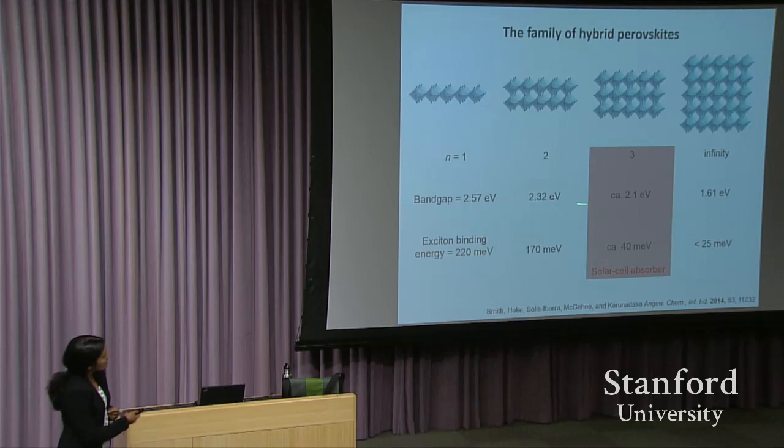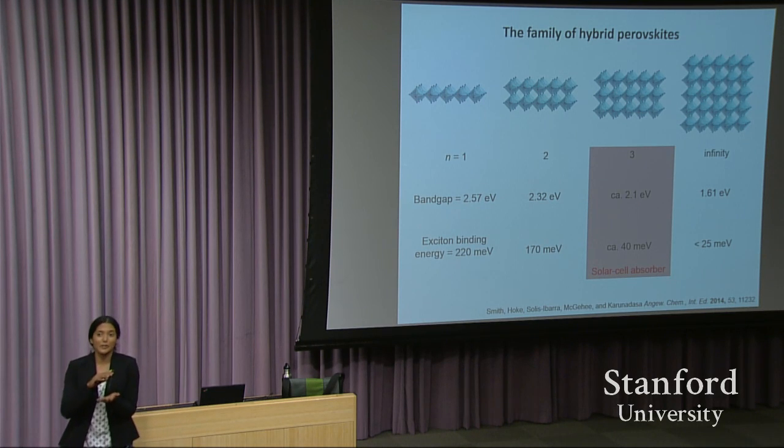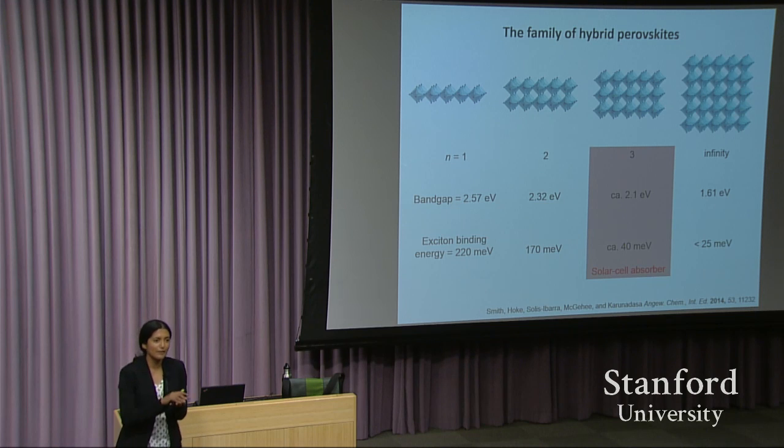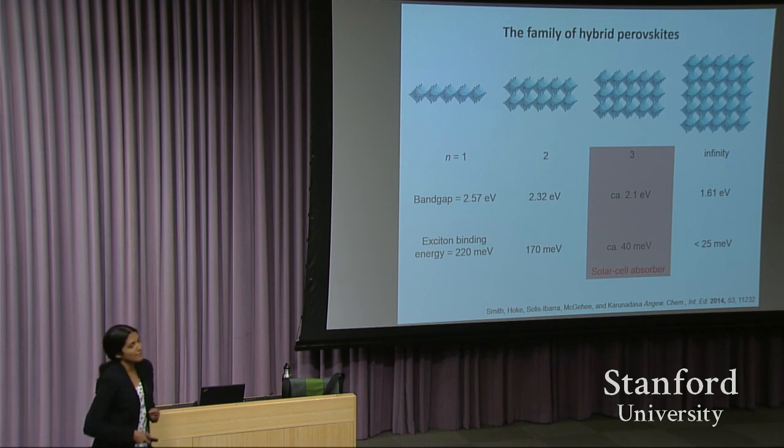And you can see this nice trend. As the sheets get thicker and thicker, it starts behaving like a 3D perovskite. So the band gap goes down, the exciton binding energy goes down. And we felt like these values were suitable to evaluate as a solar cell absorber.